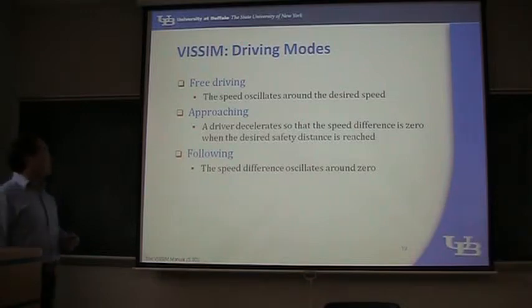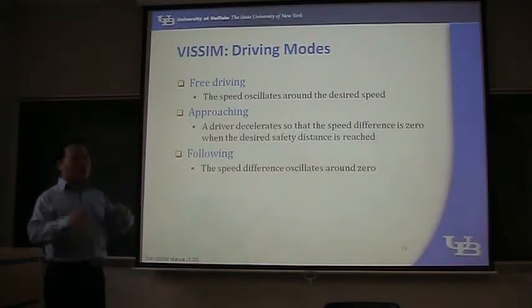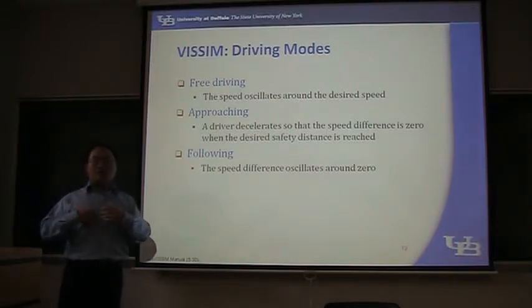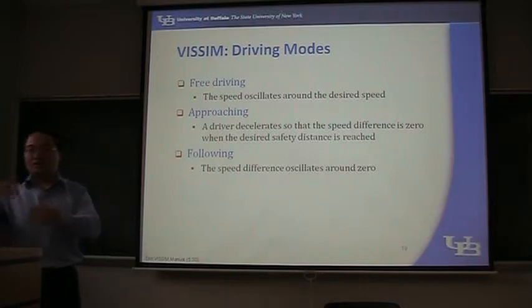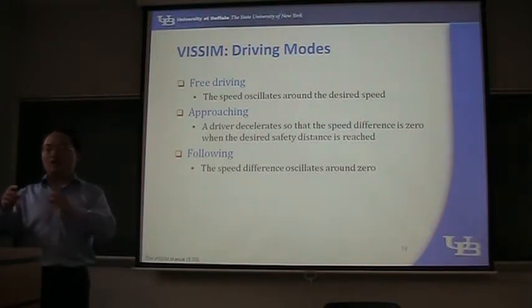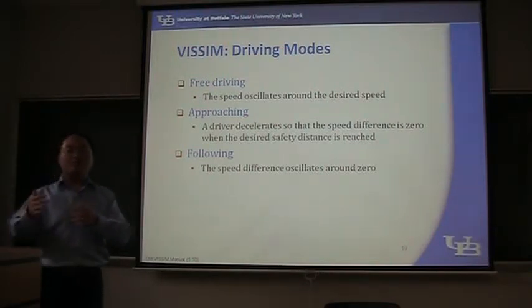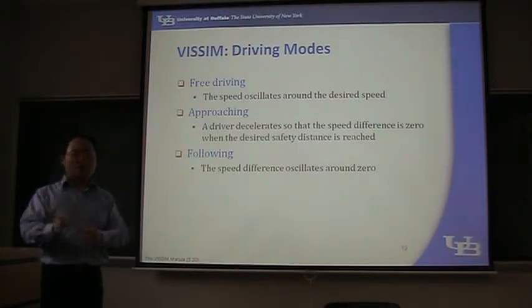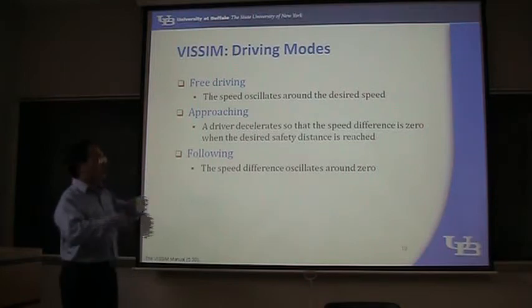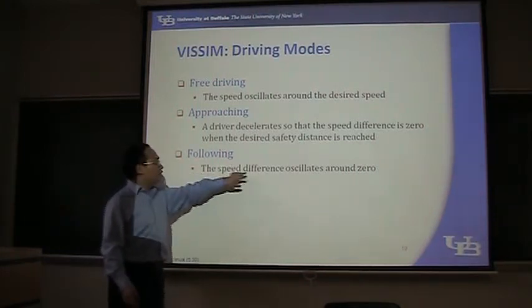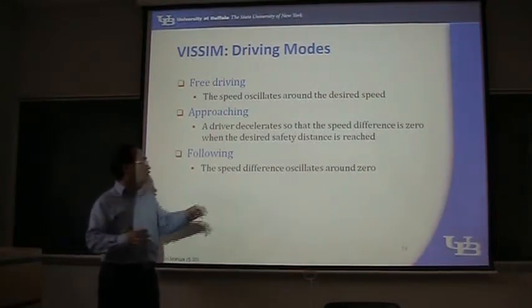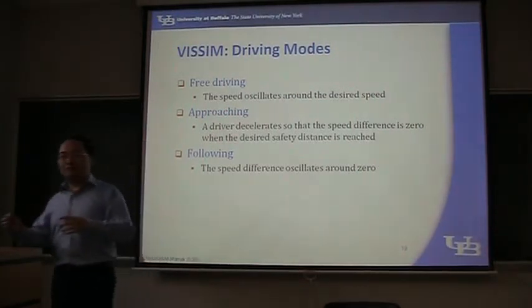The third mode is called following. In this case, my vehicle and the vehicle ahead of me are already keeping a safety distance, and our speed is almost the same. In this case, I am driving in the following mode, and the speed difference of the two vehicles is going to oscillate around 0.